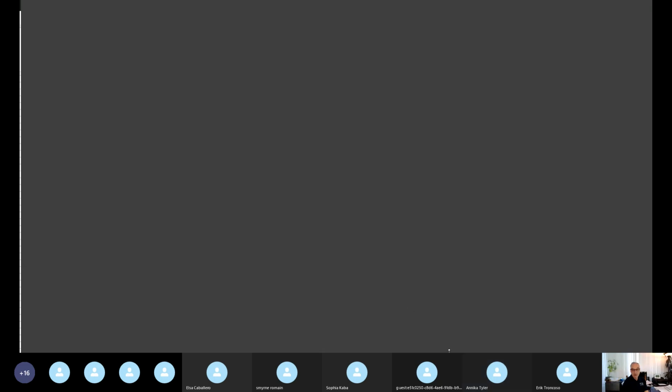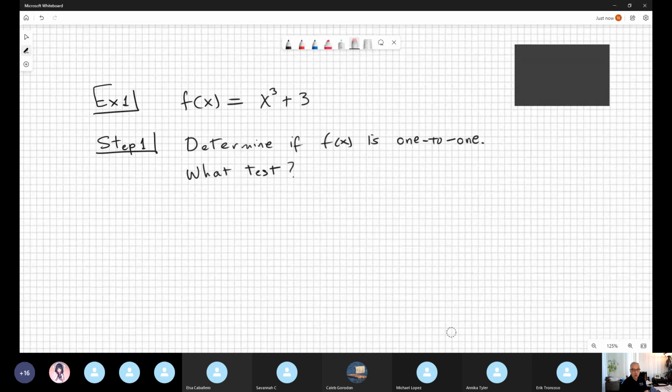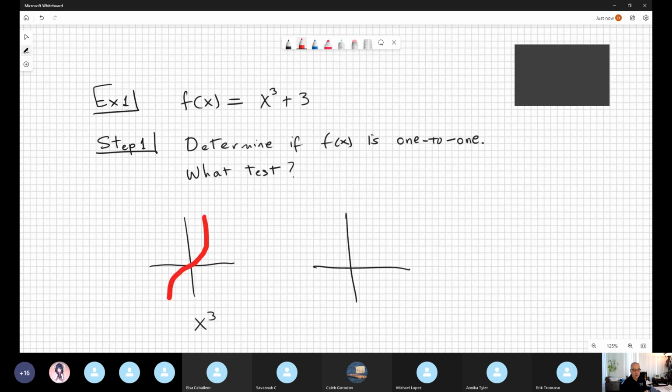Horizontal line test. Entonces, I know basically the shape of this because I know very well that the cubic function alone looks like that, right? And this is plus 3. Oh, entonces plus 3 is just a transformation, no? What kind of transformation do you see? What kind?